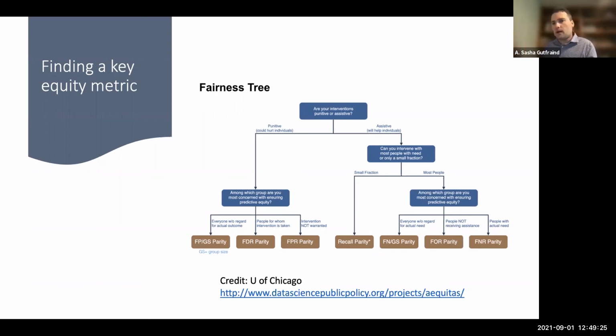The interventions are focused on a large segment of people, for example, giving them an inexpensive medical app or providing them with some counseling. In this case, the picture gets a little bit more complicated, and so there are other metrics that you need to focus on. But that's how the fairness tree works. I think it's a great tool, and I think this is something that we should all consider when building an algorithm for healthcare.